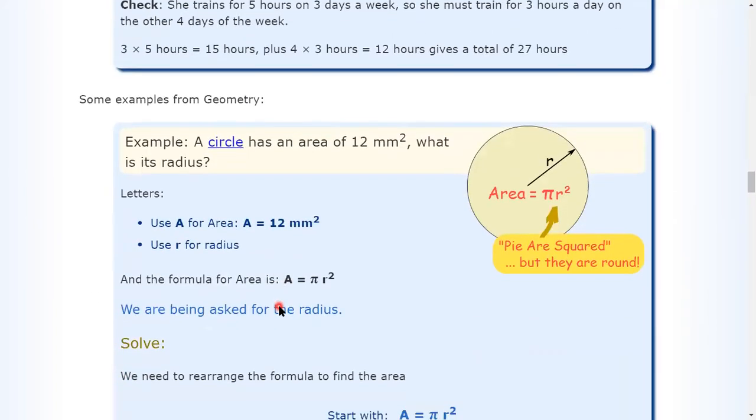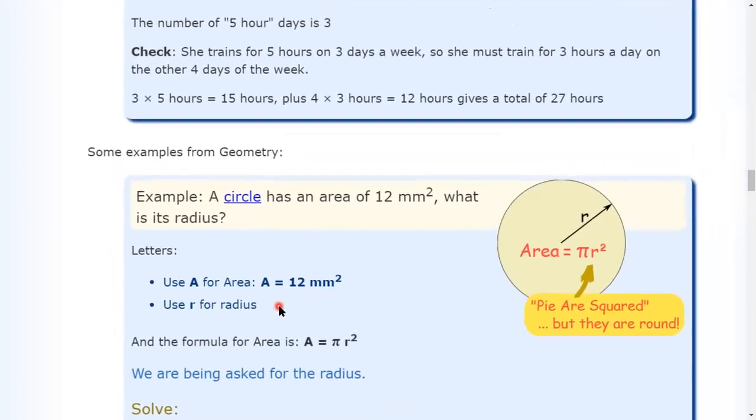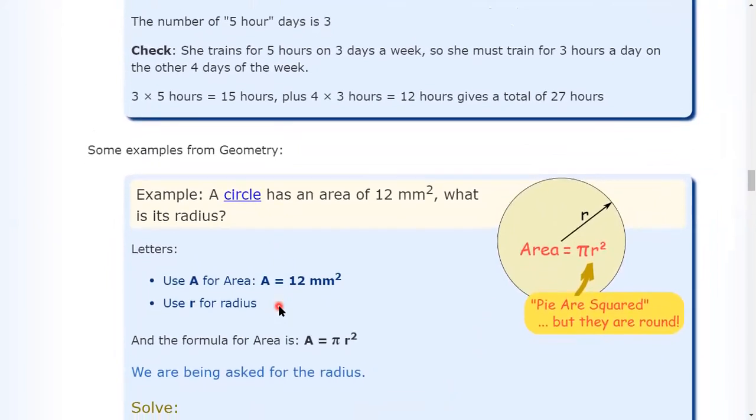Now, one more example. Can you see this example? Can you read this? A circle has an area of 12 millimeters square. What is its radius? I'm sure that you can solve it within seconds. The first chance is given to you.